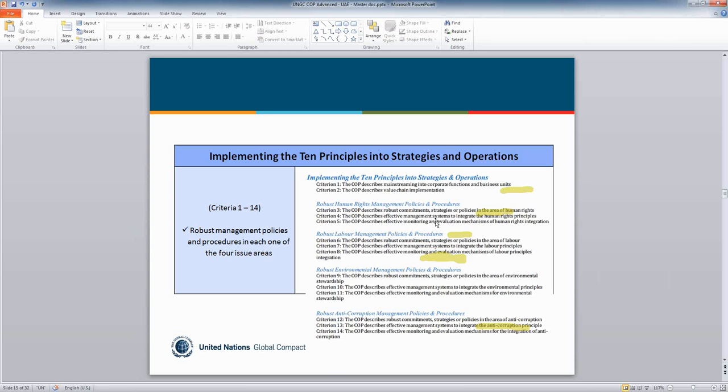And for each one of the issue areas, the criteria request that the company has commitments. It can be through strategies or policies, that it has management systems, that is, actually implementing something in the company, and monitoring and evaluation mechanisms. So for each issue area, those 3 topics are required.